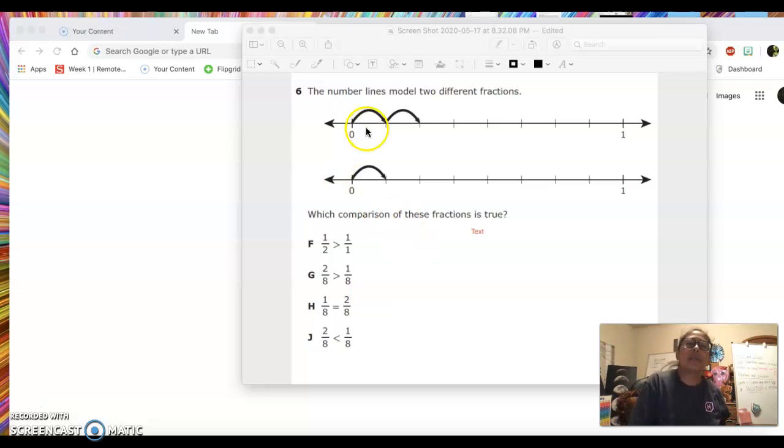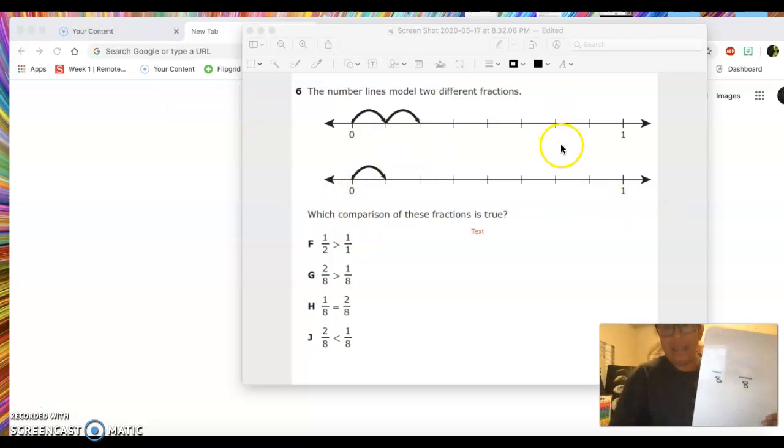Okay, so this one says the number lines model two different fractions. Here's one fraction and here's the other one. Which comparison of these fractions is true? So I'm going to count the parts so I can figure out what my denominator is. 1, 2, 3, 4, 5, 6, 7, 8. So I know my bottom number is going to be 8. Okay? And this one is the same, so it's also 8.